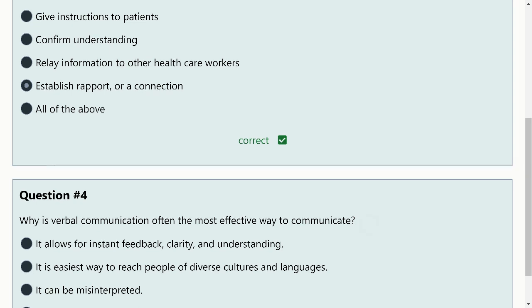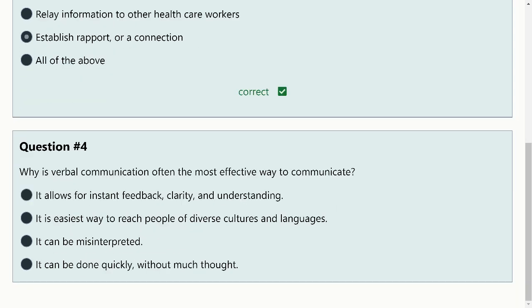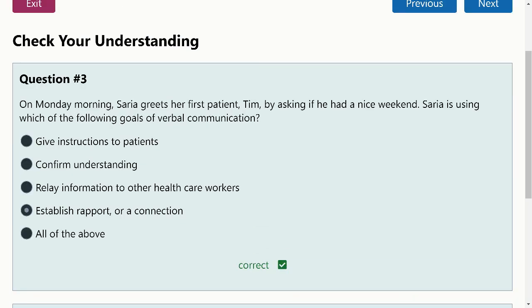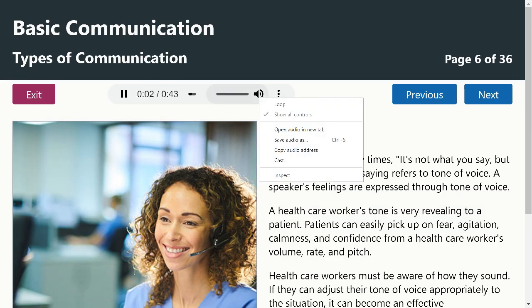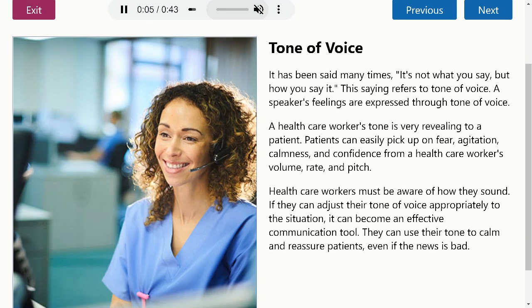But. All right. Why is verbal communication often the most effective way to communicate? B. It allows for instant feedback, clarity, and understanding. Remember, I said that's the plus of verbal. You can actually have a conversation. I can say something, she can say something back to me. And then if it's written, you don't get that instant thing because you gotta wait. Tone of voice. It has been said many times, it's not what you say, but how you say it.